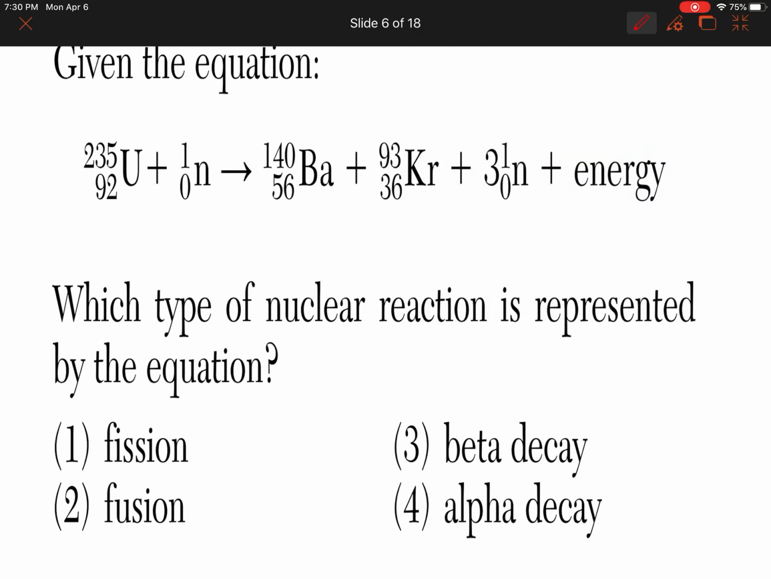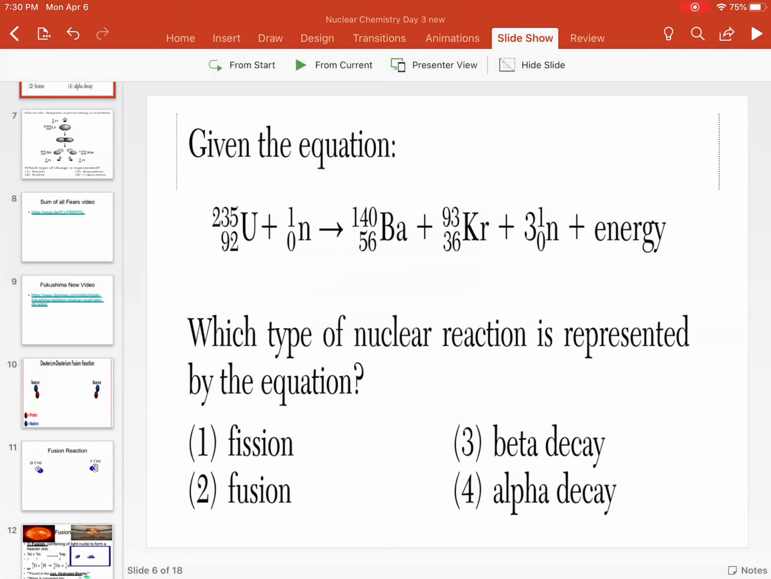Do this question over here. What type of nuclear reaction is represented by this equation? We have 2 on the left, 1, 2, 3 on the right. What's the answer? That's right, fission. Very good, fission reaction.